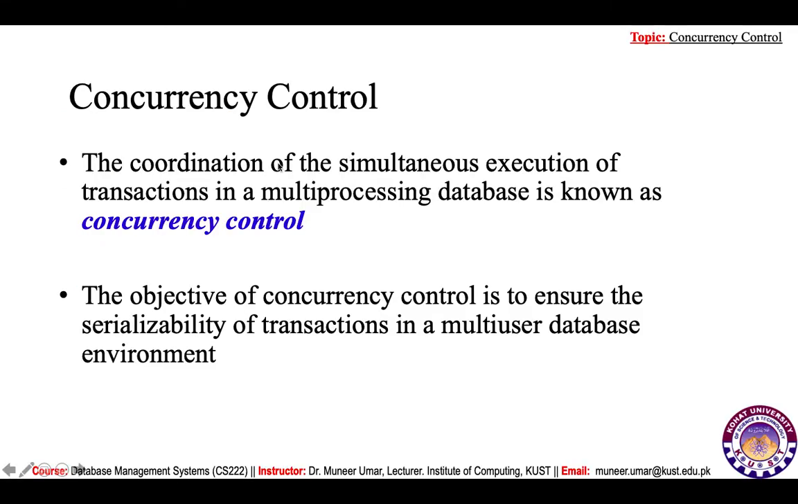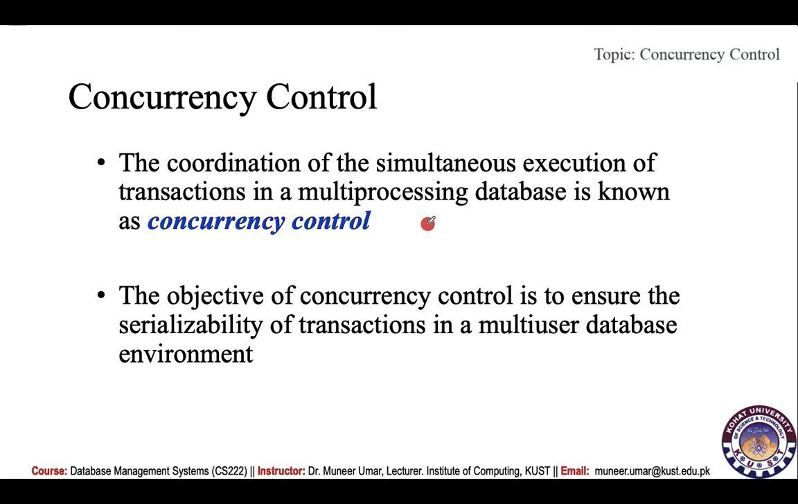Now we are starting with today's topic. The first thing is to know about concurrency control. By concurrency control, we mean that if there are multiple concurrent transactions executing at the same time, then the coordination among such transactions is controlled, and this scenario is called concurrency control. The coordination of simultaneous execution of transactions in a multiprocessing database is known as concurrency control. By concurrent transactions, we mean that we have multiple transactions executing at the same time. Controlling such transactions is called concurrency control.